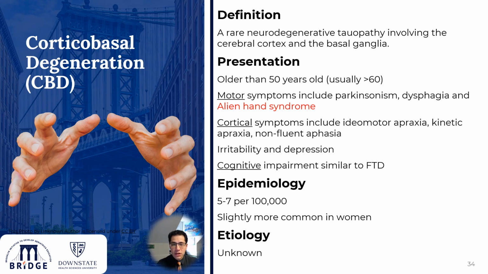Cortical symptoms include ideomotor apraxia, kinetic apraxia, and non-fluent aphasia. May present with irritability and depression, and may show features of cognitive impairment similar to frontotemporal dementia. The epidemiology is similar to MSA and PSP, somewhere between 5 and 7 per 100,000 Americans, but this one is slightly more common in women, and the etiology is entirely unclear.